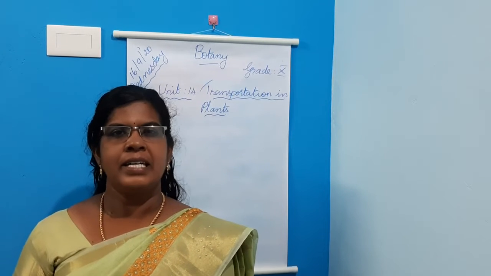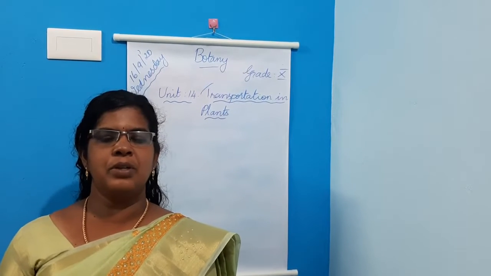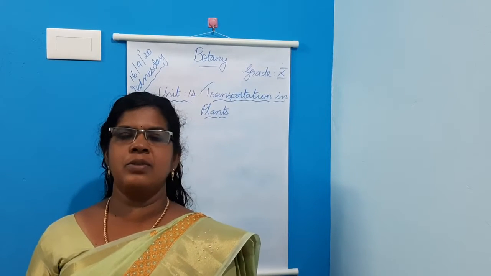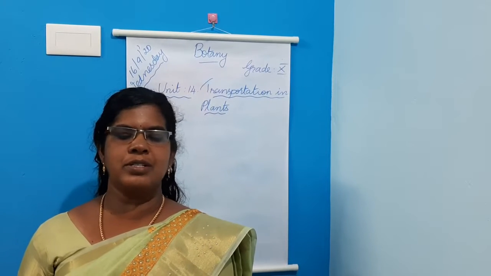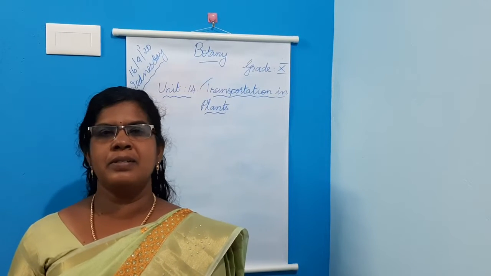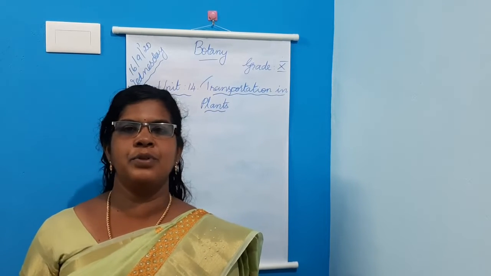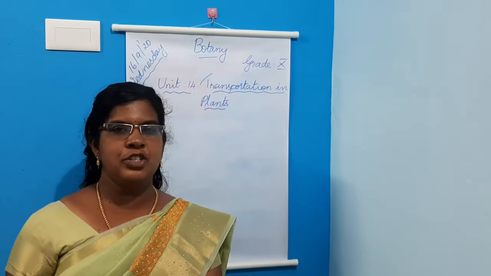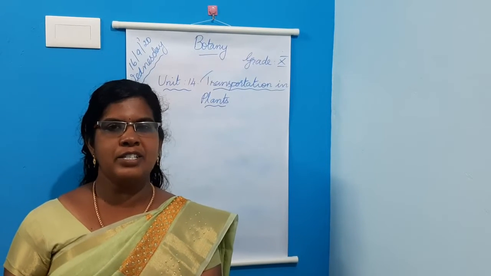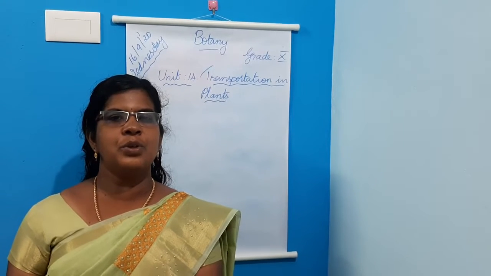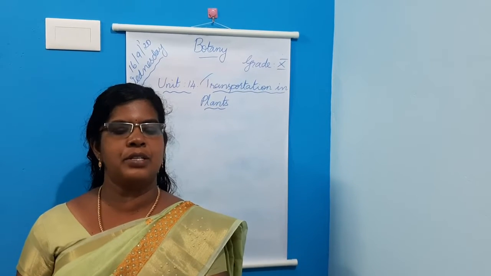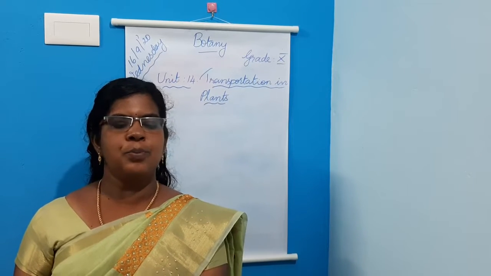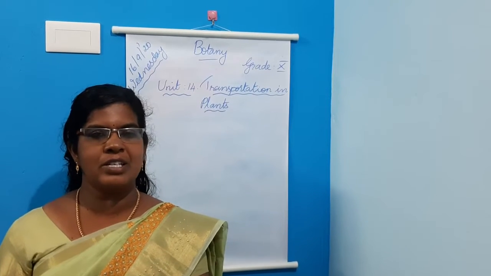Good morning, children. In the last class, we all learned about means of transport in plants, isn't it? Means of transport in plants are diffusion, active transport, osmosis, plasmolysis, and imbibition. What is diffusion? The movement of molecules in liquid and solid from a region of higher concentration to the region of lower concentration without utilization of energy. That is diffusion, isn't it? Active transport utilizes energy to pump the molecules against the concentration gradient.